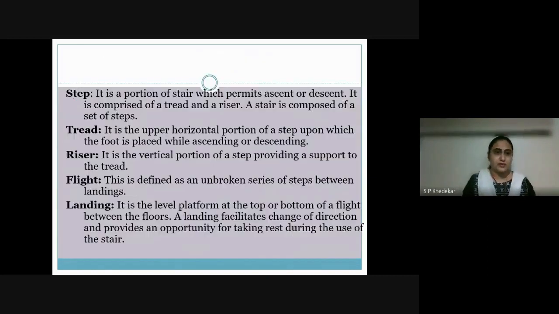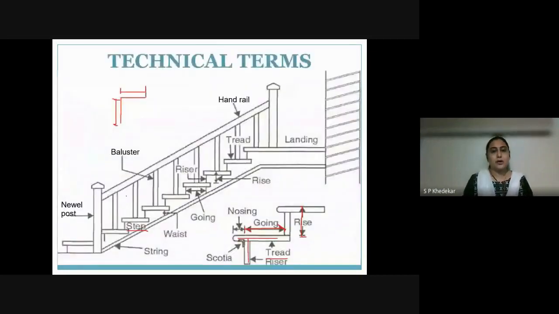We have already covered step, tread, riser. Now, the next main concept which you can see over here is a flight. It is defined as an unbroken series of steps between landings. So whenever we talk about staircases, here if we can see, this is a complete unbroken series of steps. So this complete series is called a flight.